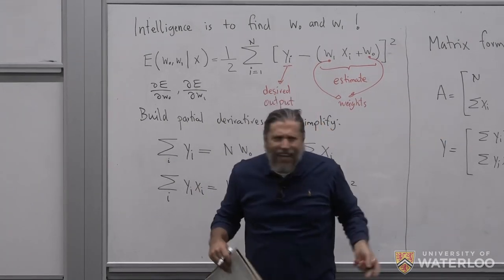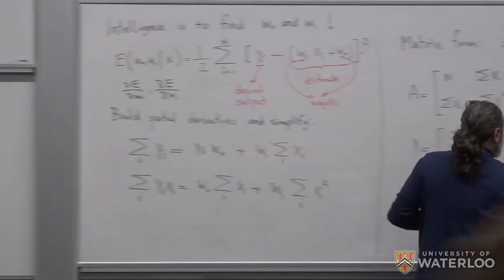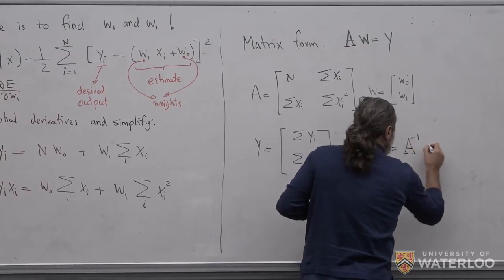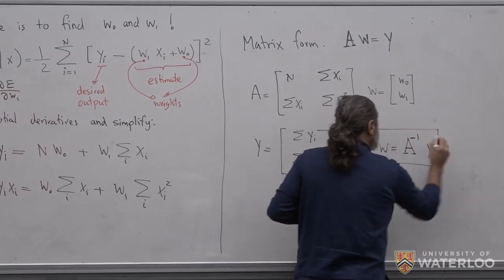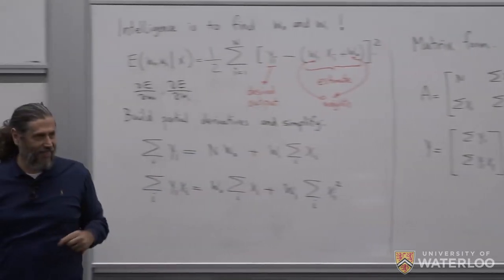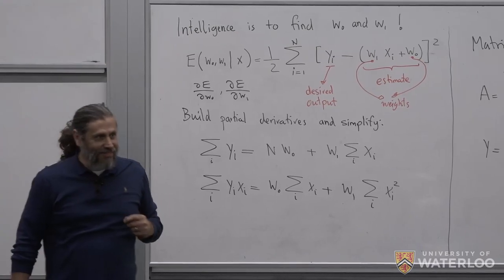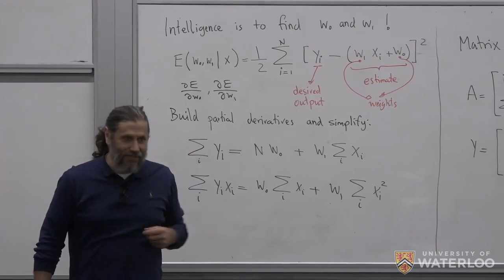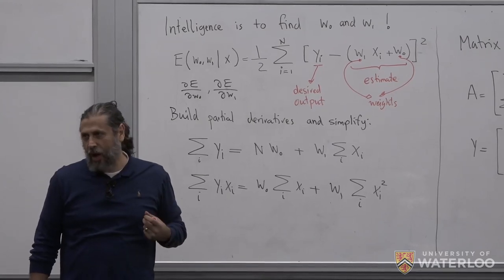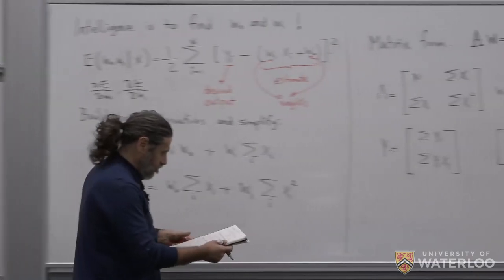How do you get W's? Well, if I write it this way, then W is the inverse of A times Y. That's the solution. Wow, life has a structure. Life is good. So simple. Sure, if your problem is behaving, that makes us happy.